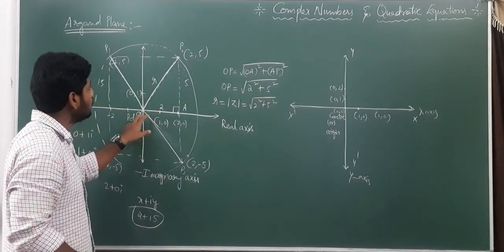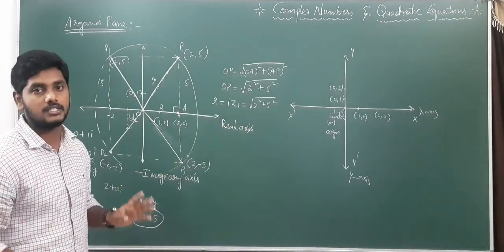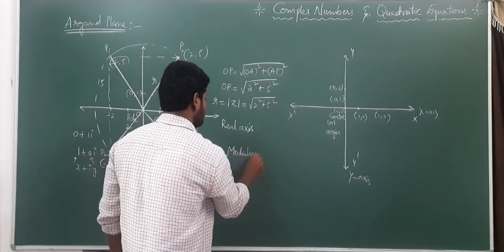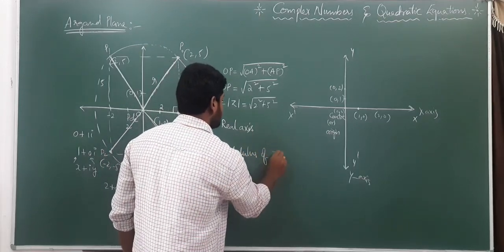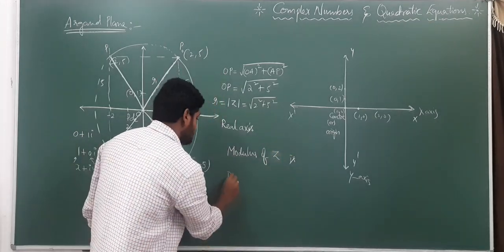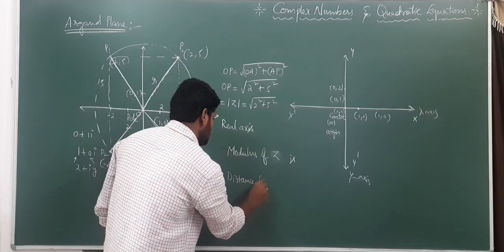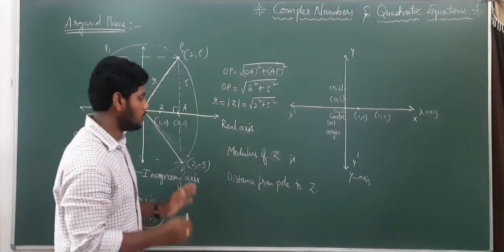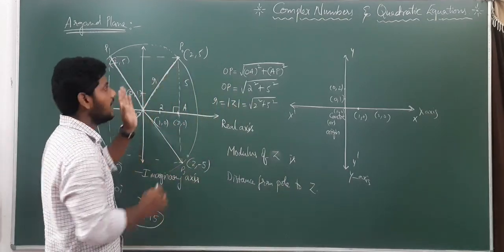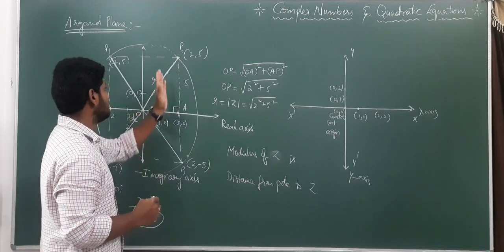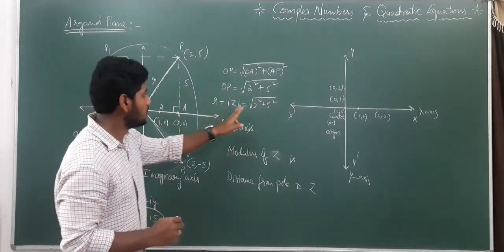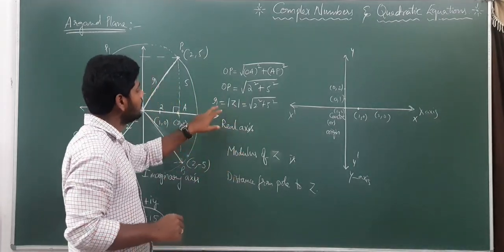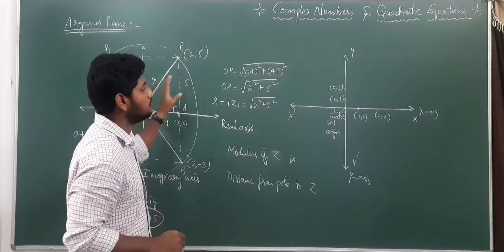So this distance from the pole to any complex number, we will consider as modulus. Simply, modulus of Z is nothing but the distance from pole to Z. As always, we will consider distance as positive. Square root means we will get plus or minus, but always we will consider plus. Why? Because this is modulus of Z and also we will consider it as radius. Radius means it should always be positive.